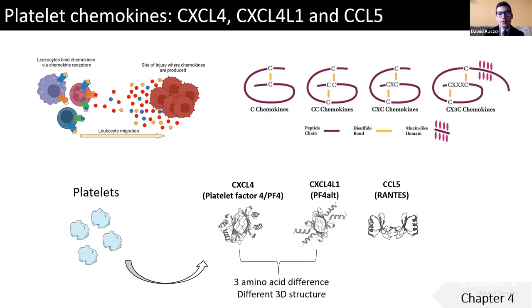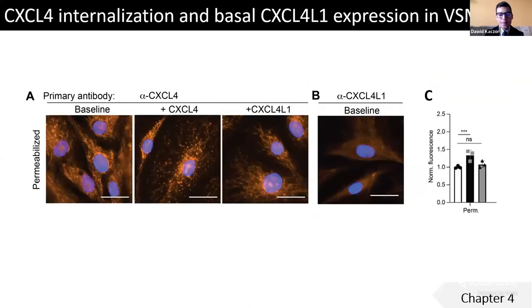Interestingly, for those two proteins, there is a three amino acid difference between them that affects the 3D structure of these molecules, resulting in distinct physiological properties. Since the presence of PF4 and its colocalization with calcification was previously found in atherosclerotic plaques, in my thesis, I studied the effect of these chemokines on phenotype and function of vascular smooth muscle cells.